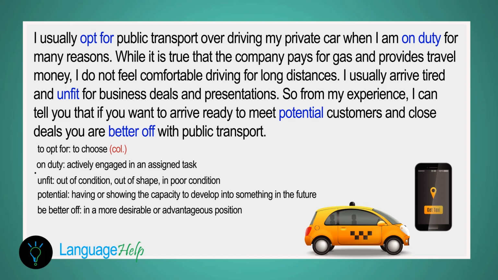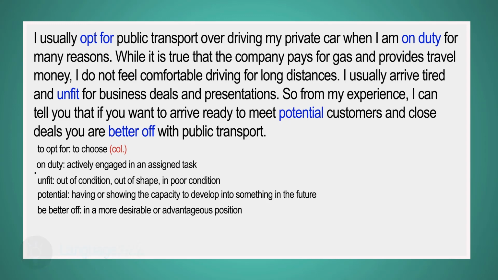To opt for is to choose. Opt always comes with for, not with to. When someone is on duty, they are actively engaged in an assigned task. Unfit is when something is out of condition, out of shape, in poor condition. A potential customer is a customer who is likely to sign a contract with you or buy something from you based on your engagement with them, because potential in general means having or showing the capacity to develop into something in the future. When you're better off with or without something, it means you'll be in a more desirable or advantageous position.